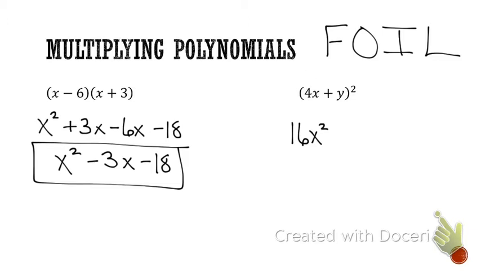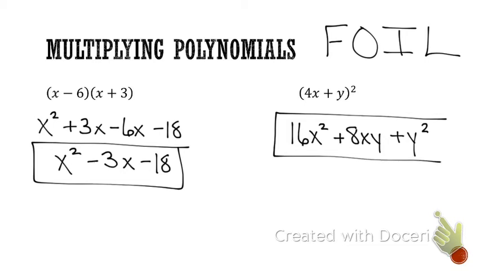Then you multiply the two terms together and you double them. So 4x times y would be 4xy. And when you double it, you get 8xy, because you're just multiplying it by 2. Then the last step would be to square the last term. Well, that's the easiest of all, plus y squared. So you'll definitely have some multiplying polynomials on your assignments this week.